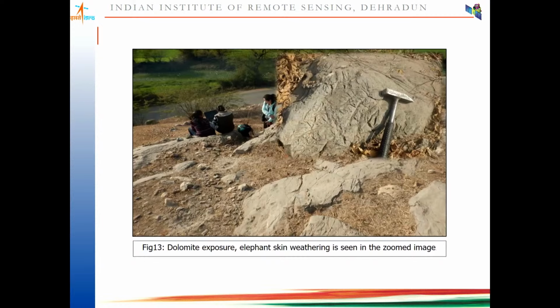So that's it. These are the dolomite exposures we have collected in the field, and you can see that here we are collecting the spectrum. This is the instrument, this is the gun, and this is the data logger. With the help of this data logger, we are generating the spectra of this surface.